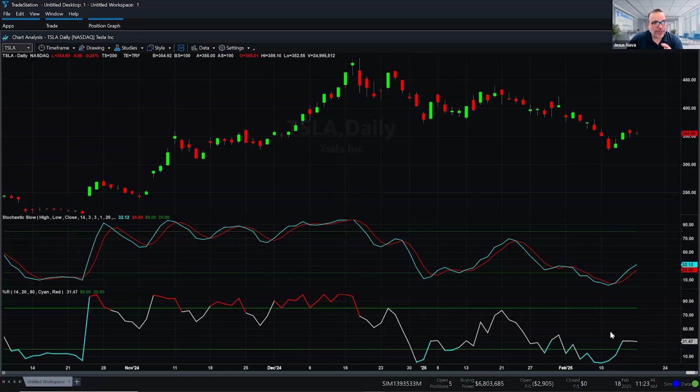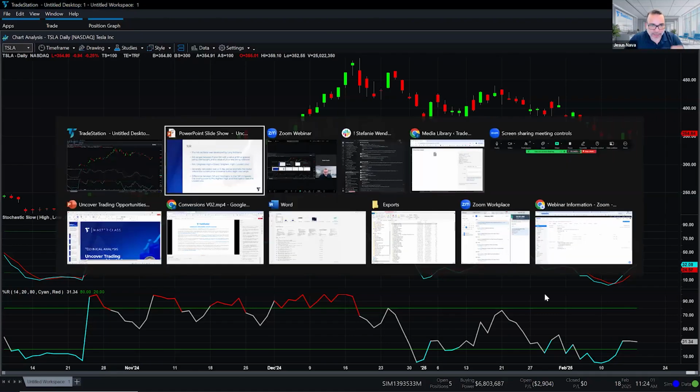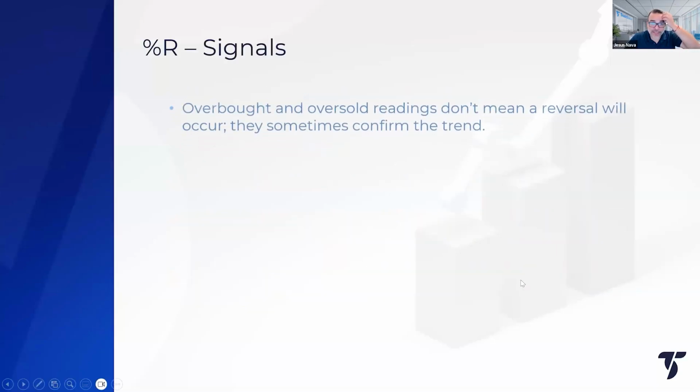That's because the formulas are very similar. One uses the highs, the other one uses the lows. But again, this is just how the closing prices are in relationship to this high-low channel, 14 trading bars. Very similar. If you go back here to the PowerPoint, we have some of the signals.